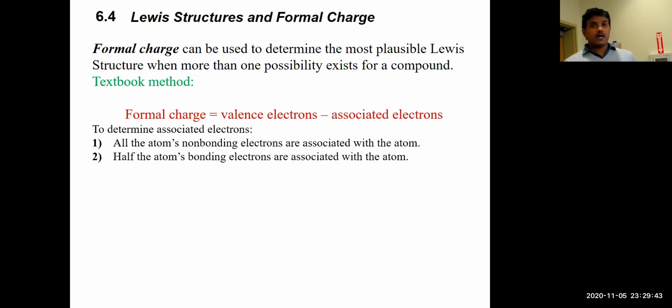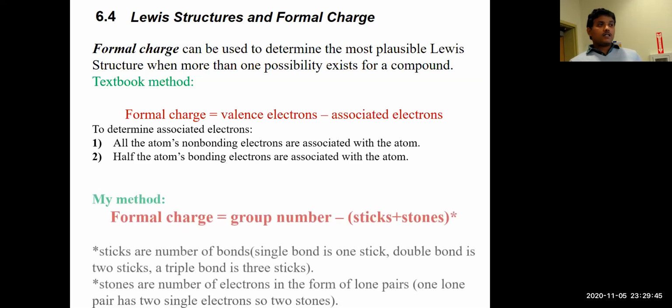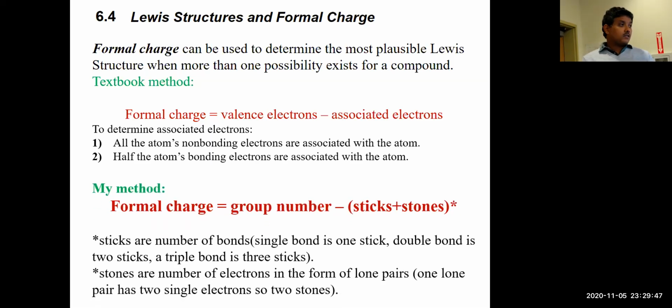Now let me show you my method. So my method is that you're going to use this informal style to identify the formal charge. Yeah, nice rhyming. So this informal style is that formal charge is equal to group number minus the whole total of sticks plus stones. So I am explaining what sticks and stones are.